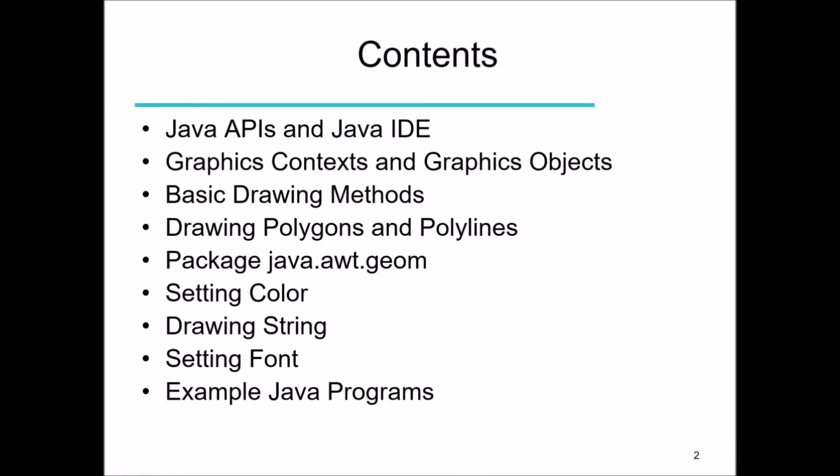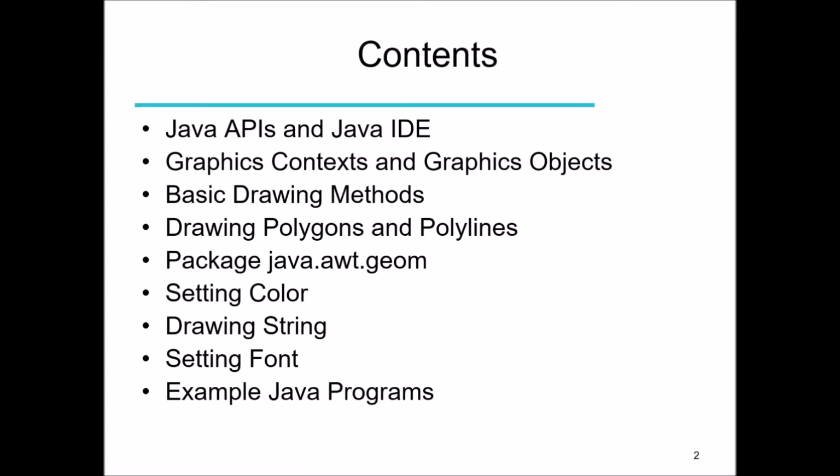Following are the contents of this lecture: Java APIs and Java IDEs, what application programming interface we are using, and what the different integrated development environments are that are available to write Java programs. We will discuss the graphic context and graphic objects. We will discuss the Java coordinate system, and how we can draw different objects on the Java screen or the Java window when you are writing the program.